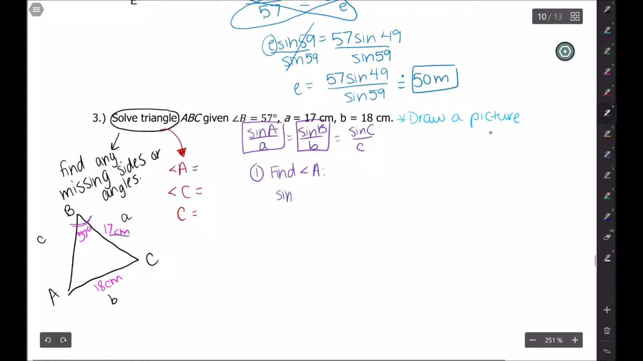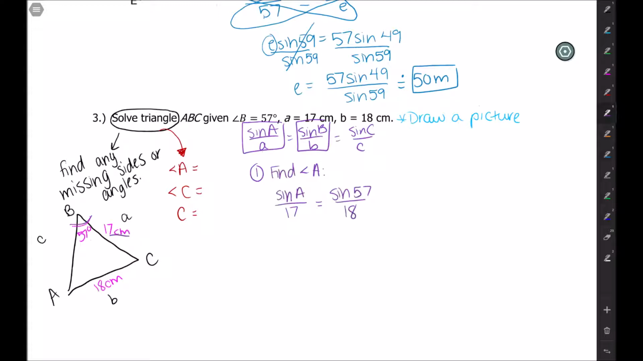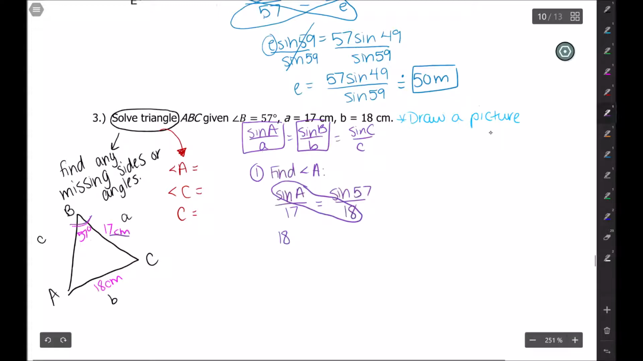So I'm going to say sine of A over lowercase a, which is 17, is equal to sine of B, which is 57 degrees, over lowercase b. So let's go ahead and cross multiply to figure this out. When I cross multiply on this side, it's going to be 18 times the sine of A. And when I cross multiply on the other side, it's going to be equal to 17 times the sine of 57. Now, to get that sine of A alone, I have to divide both sides by 18.